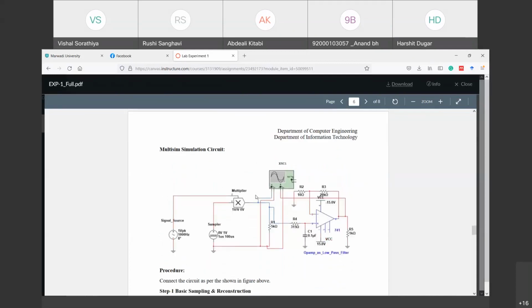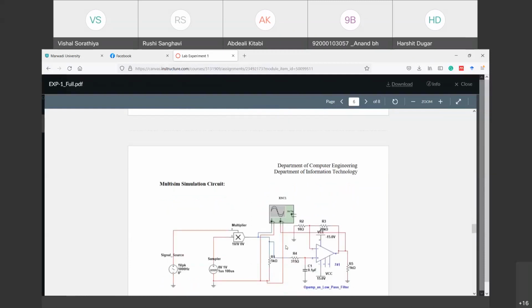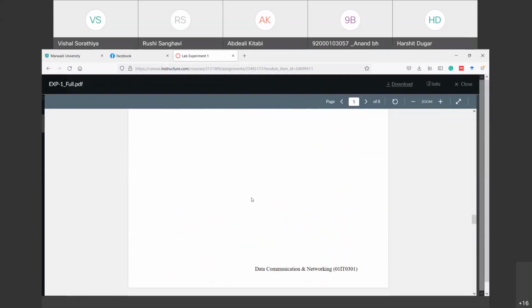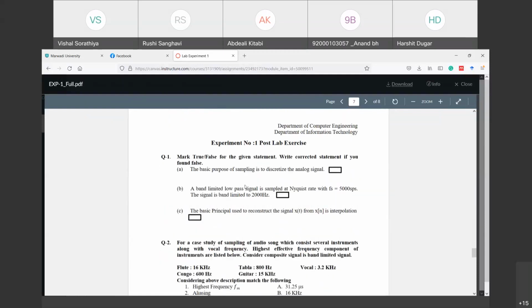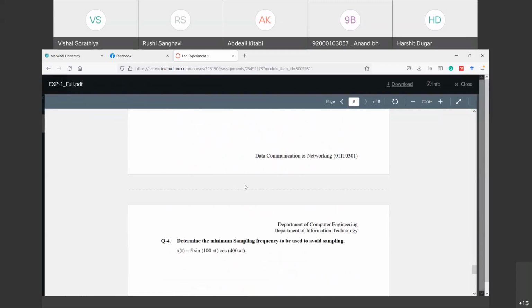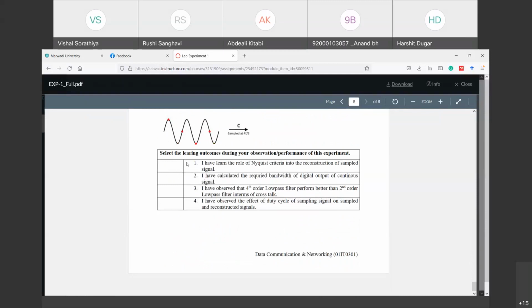Everybody needs to create this Multisim circuit. Whatever circuit you have created, you need to paste it over here, and whatever waveform you see on the oscilloscope, you need to showcase as part of that answer. Then you need to write the answer of this post-lab exercise, based on the Nyquist criteria and sampling theorem, and tick mark what outcome you have observed by performing this experiment. Any doubt to anybody right now?